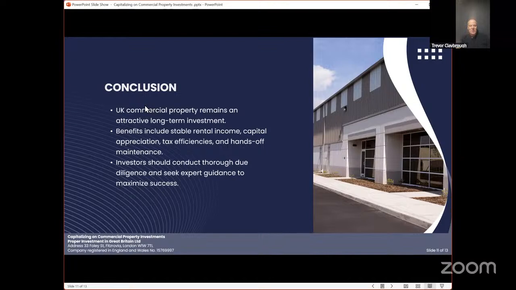So as a conclusion, commercial property remains an attractive long-term investment: stable rental income, capital appreciation, tax efficiencies, and hands-off maintenance, because the tenants are looking after that. And always a standard thing, investors should conduct thorough due diligence and seek guidance to maximize success. That's one of the reasons that we're here, to give guidance. We do offer consulting and assistance in building up both residential and commercial property portfolios.